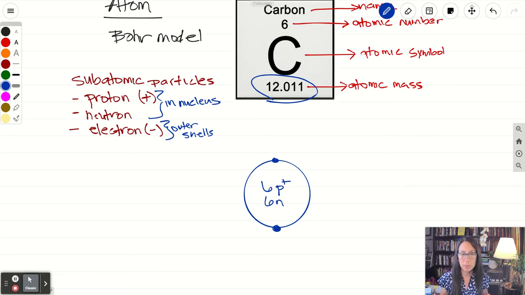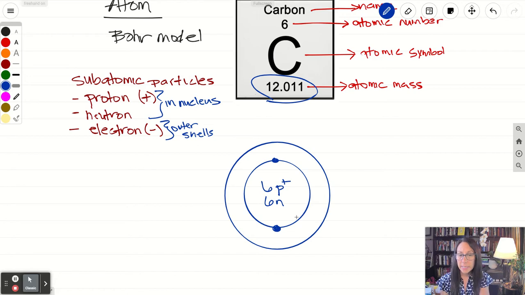Once the first shell is full, so it has 2 electrons, then you start a new shell, a second shell. So I'm going to draw a second shell here. The second shell can hold up to 8 electrons. We are doing a total of 6 electrons. We have 2 electrons in the first shell, so we're going to draw 4 electrons in the second shell, because it can hold up to 8, but we only have 6 total. So now this is a Bohr model of carbon, which shows you that you have 6 protons and 6 neutrons in the nucleus, and you have 2 shells. 2 of the electrons are floating around in the first shell, and 4 electrons are floating around in the outer shell.